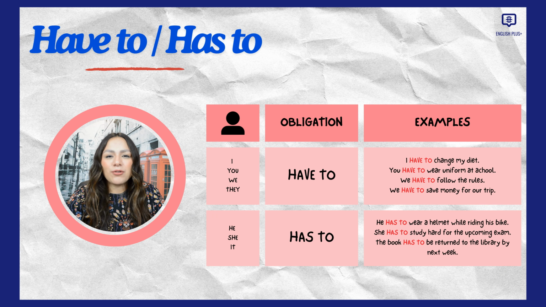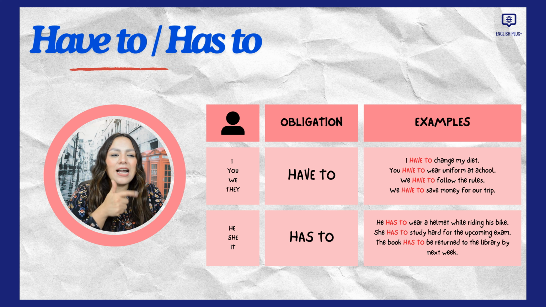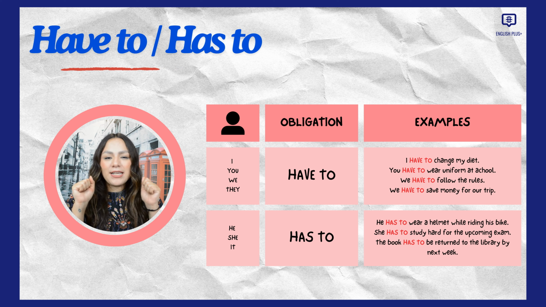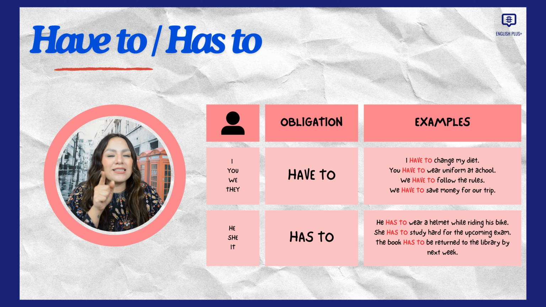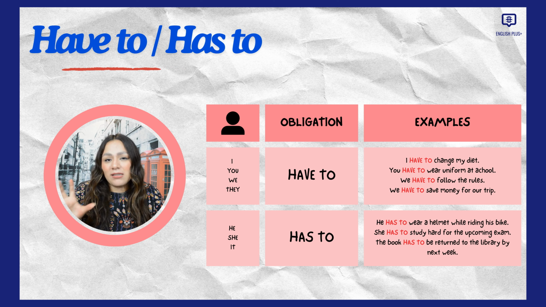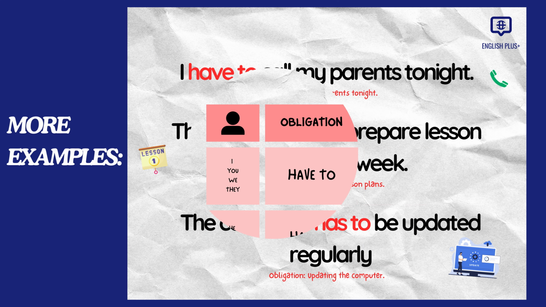Now, let's see some examples with has to. Remember that the conjugation of this modal verb, has to, is only for the pronouns he, she, and it. Let's see some examples. He has to wear a helmet while riding his bike. Maybe the authority or another person thinks that it's necessary. Let's continue with the next one. She has to study hard for the upcoming exam. One more time, it's an obligation and maybe another person also thinks that it's necessary.